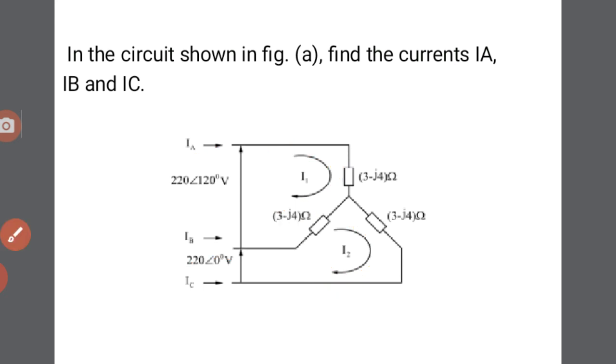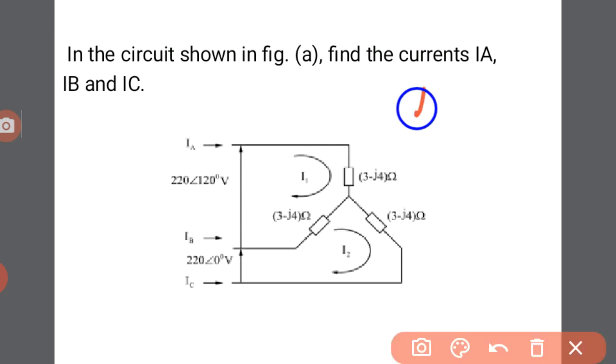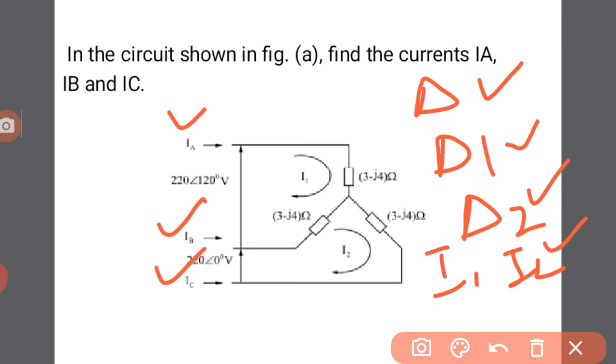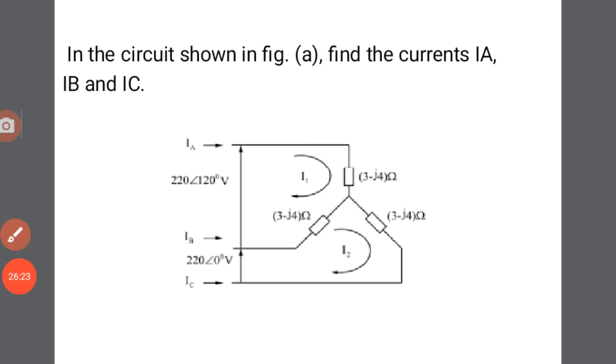So for finding these values, after writing down the loop equations, first find out the value of delta. After that, for the loop equation for I1, delta 1, and for I2, delta 2. So we can find these values of delta, delta 1 and delta 2, and just find out the values of I1 and I2. After that, when you get these values of I1 and I2, find the values of IA, IB and IC. Okay.